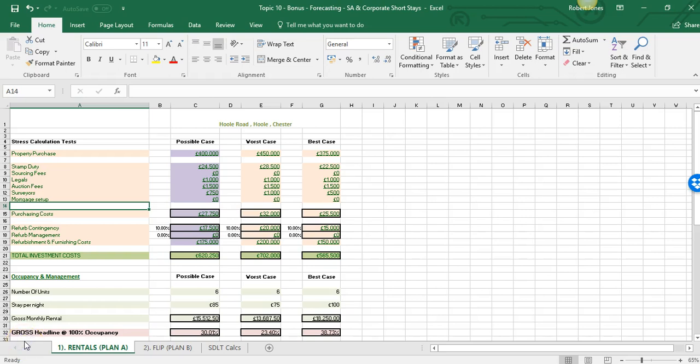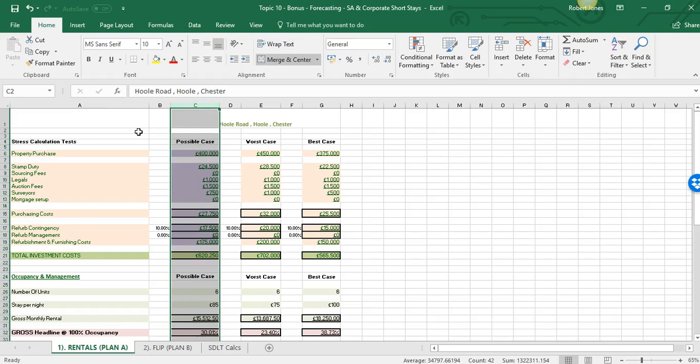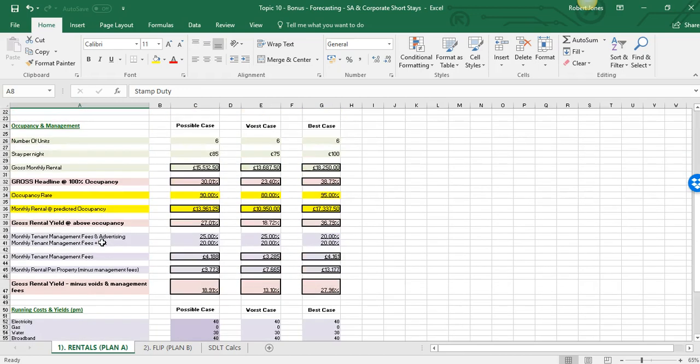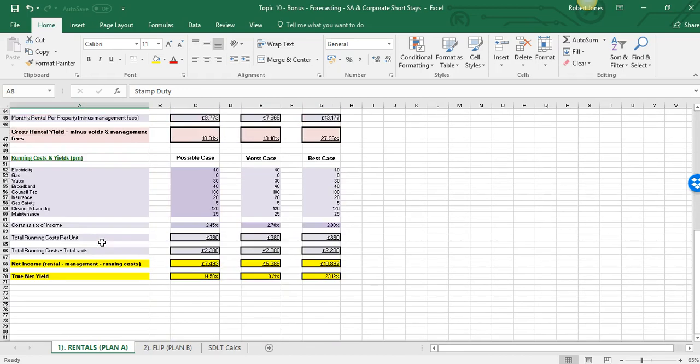Okay, as part of this sheet, we've got a rental tab, a flip tab, and a stamp duty land tax tab at the bottom. Rentals is what we're going to be focusing on. Now, the possible case scenario column is what we're going to be using first. And you can see here how the different costs are made up: purchase price, purchasing costs, refurbishment, as we have assessed on other previous deal sheets.